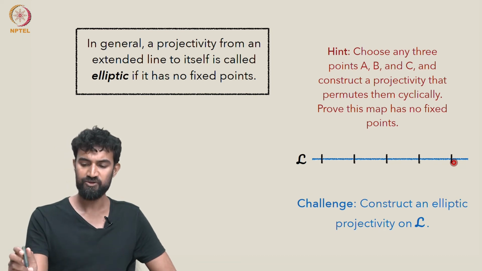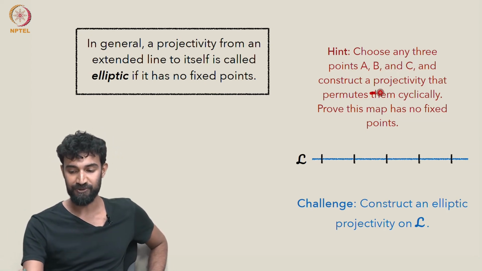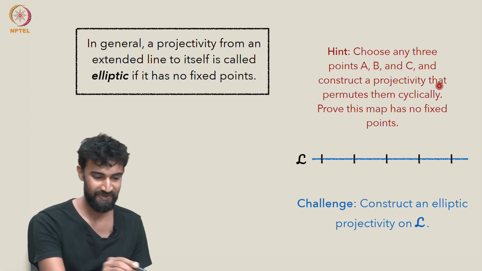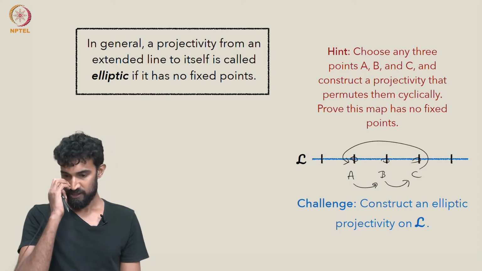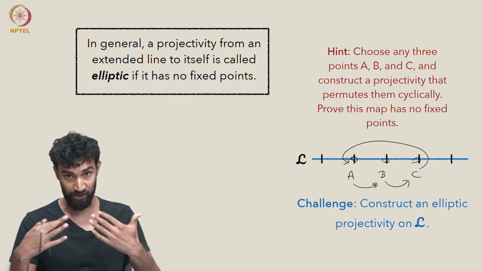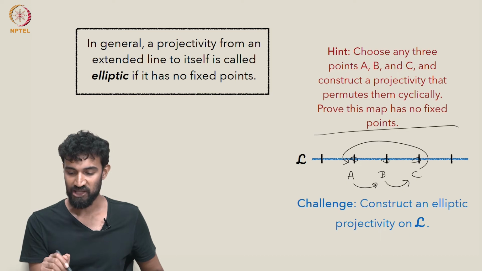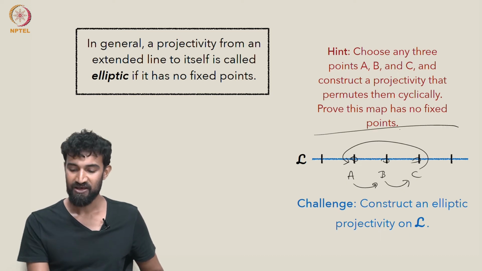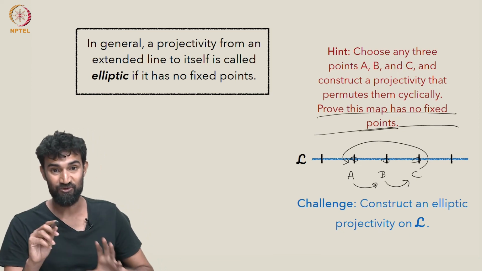And as a hint, you can try choosing any 3 points, A, B, and C, and you can construct a projectivity that permutes them cyclically. In other words, if this is A, this is B, and this is C, you can try and send A to B, B to C, and C to A. And you have all the tools for doing that, because we've seen that we know how to send any 3 points to any 3 other points through a projectivity. So you might have to add an extra line, or maybe even 2 lines, but you should be able to do that. And once you've done that, it's just a matter of proving that this map has no fixed points.